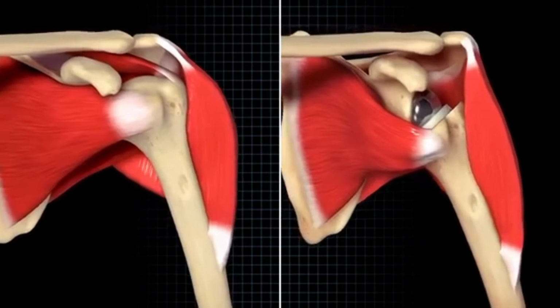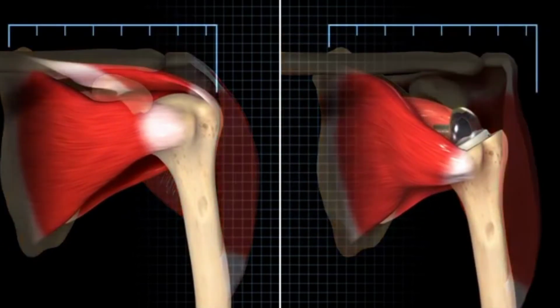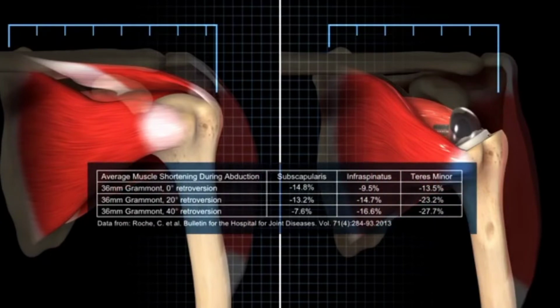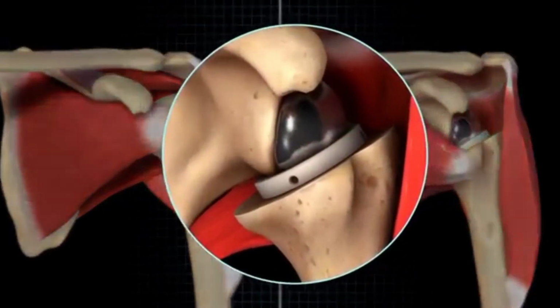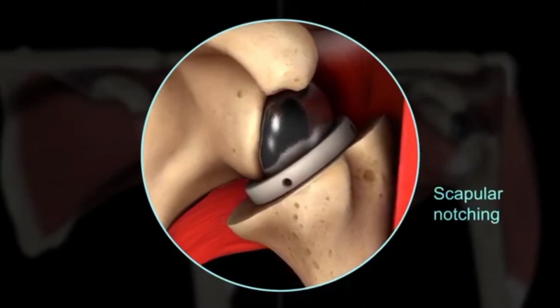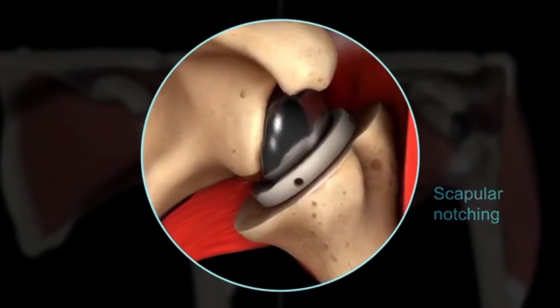However, medially shifting the humerus shortens the rotator cuff muscles, which has negative consequences on rotational strength and motion, and leads to impingement of the humerus with the scapular neck, known as scapular notching.